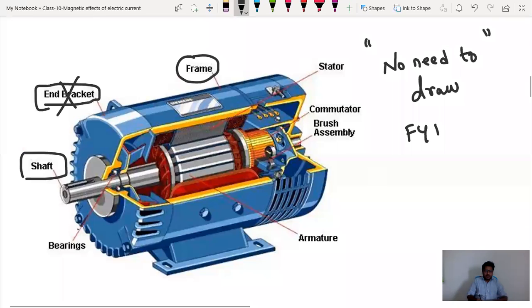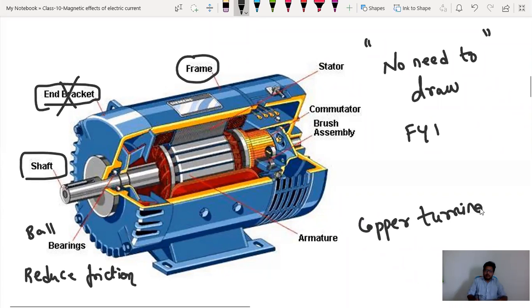This rod is the shaft, and these are bearings. You might have heard about ball bearings. Why are ball bearings used? To reduce friction, isn't it? To reduce friction, which you have learnt in your 8th class physics. And you see guys, this entire part is the rotating part which will be inside. Here is the coil part where you can find copper turnings, and that part is known as the armature. Armature is the rotating part which contains copper turnings.